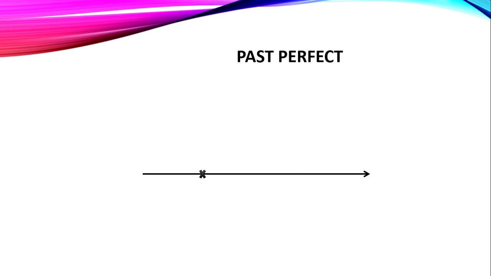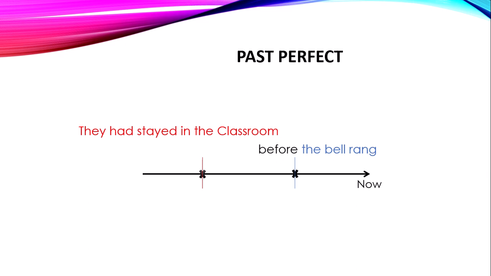So we have here two actions. An action happened before another action in the past. So this is the first action: they had stayed in the classroom. Then we have another action, the second action, which is before the bell rang. Let's move on to the usage of the past perfect continuous.